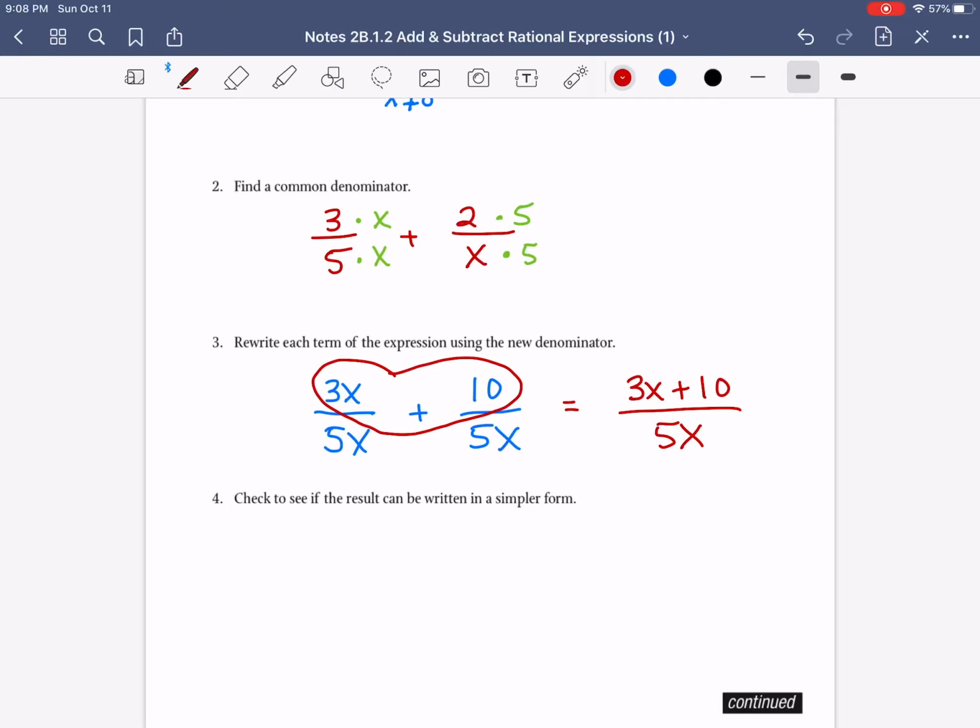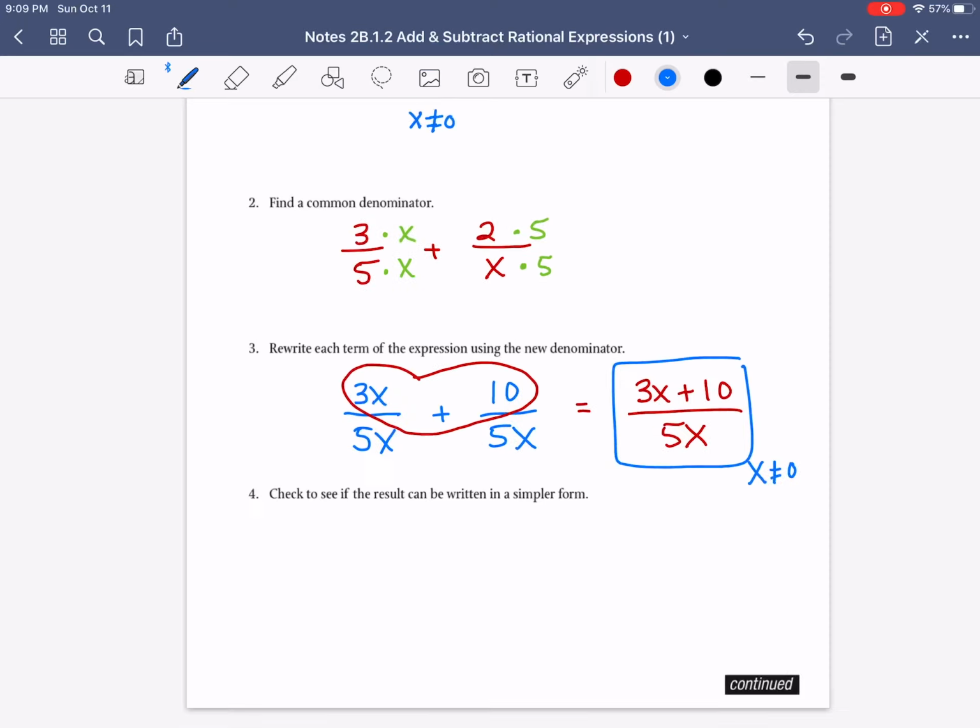And then step 4 says check to see if the result can be rewritten as a simpler form. So what you would look for is, can anything be factored and canceled? Can these cancel? No, because this one is holding hand, so we can't cancel it. What you'd have to do is look for a GCF on the top, but 3 and 10 don't have a GCF, so this is just going to be our final answer, and then we have our invalid value, the extraneous solution, of x can't be 0.